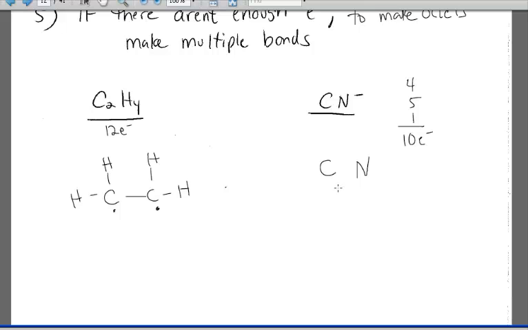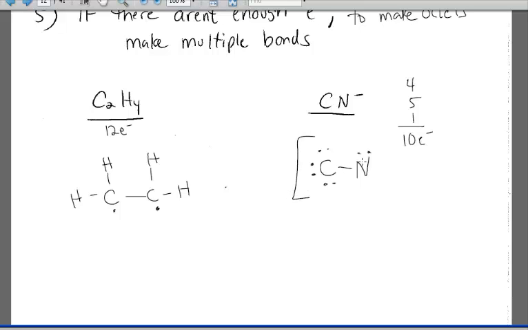All right, let's do cyanide. There are 10 electrons. We do 1 bond between. We start placing the other electrons. We have 8 left. We just did 6. And there's 8. And there aren't enough for octets on both of them. You could start at the nitrogen, but there wouldn't be enough for the carbon.